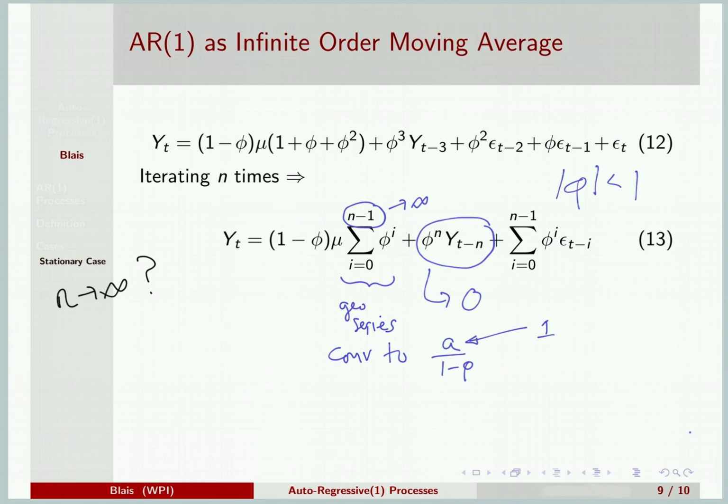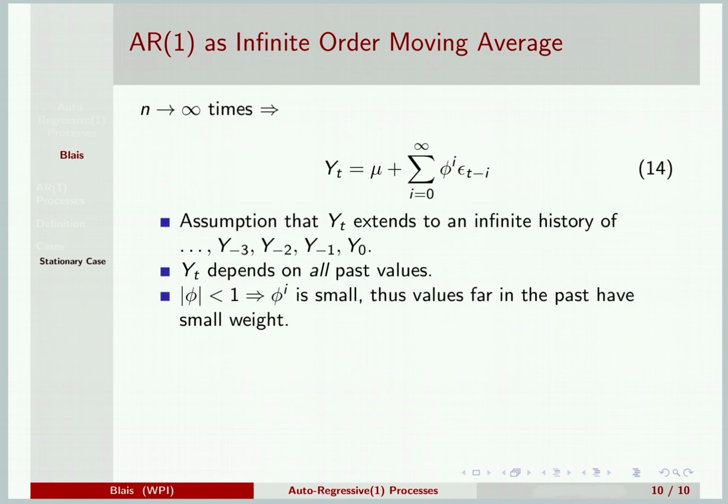So what we have here, if you look at this entire first term, you have 1 minus phi times mu. And then if you replace that sum with a geometric series, you have 1 over 1 minus phi, and voila, the 1 minus phi and the 1 over 1 minus phi cancel. All that remains is mu. The second term goes to 0, and the other term is an infinite sum, and this is when we get the infinite order moving average expression. So we have y_t equal to mu plus an infinite series of the previous noise terms. Well, the current noise term, really, and then all the previous noise terms.